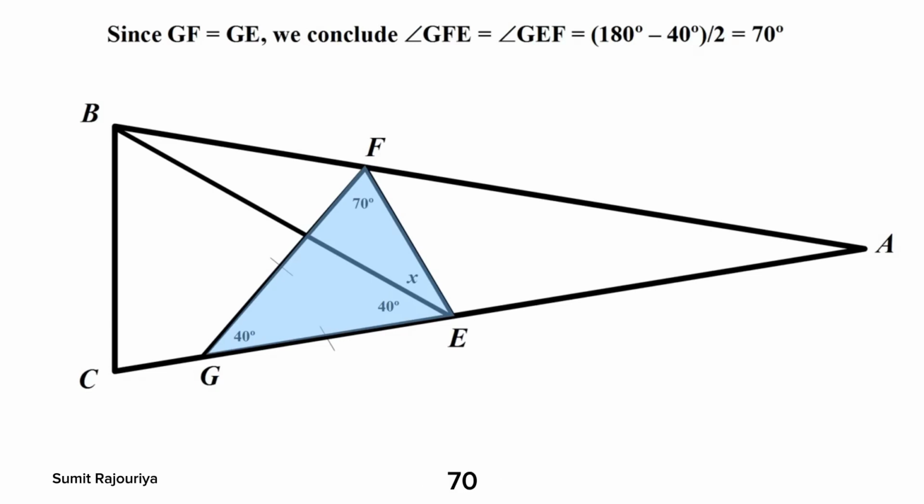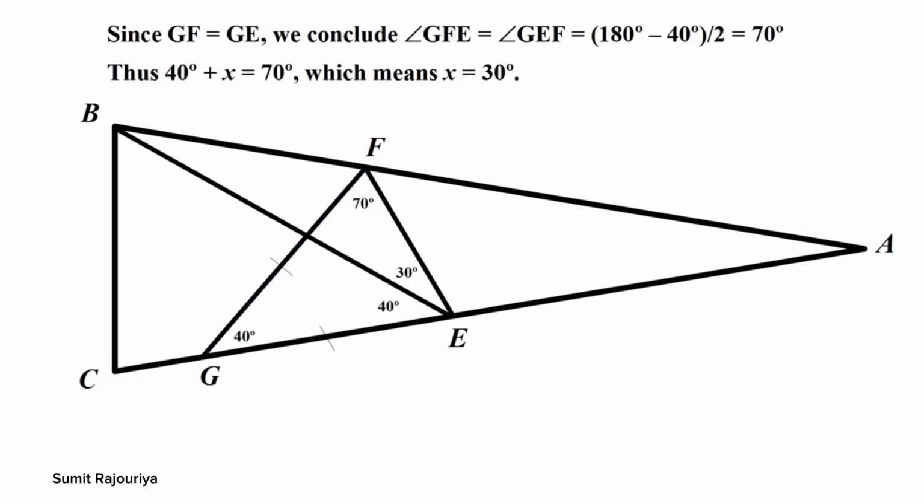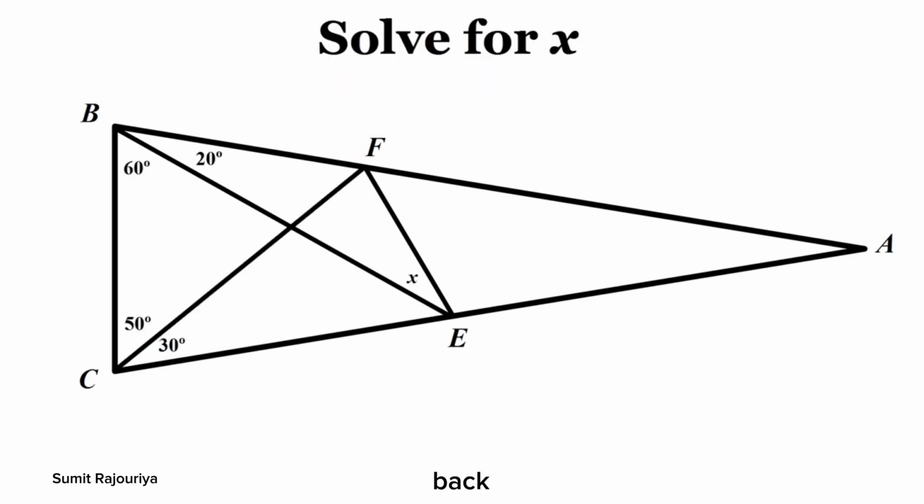So one of the angles is 70 degrees. The other angle we know is 40 degrees plus x. So we can conclude the other angle in this triangle must also be equal to 70 degrees. This means 40 plus x is equal to 70, which then means x is equal to 30 degrees. And that's the value of x. So we have 30 degrees as the value of x. I'm going to go back to the original figure, and what we figured out is that this value of x is equal to 30 degrees.